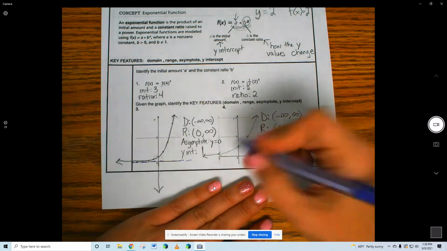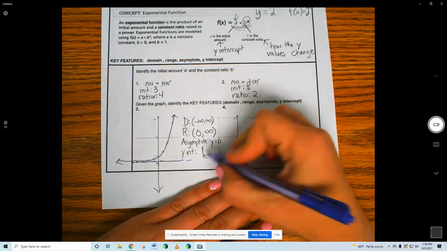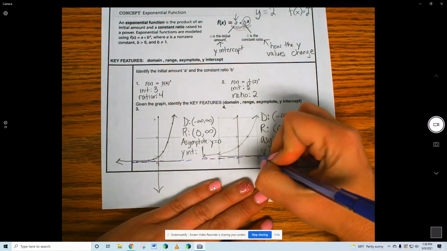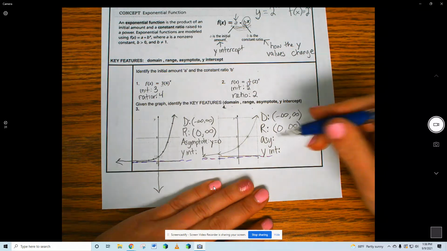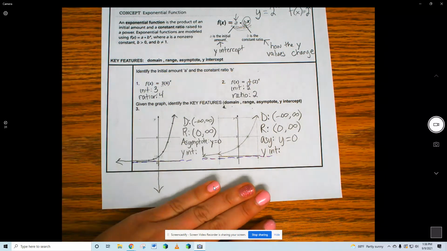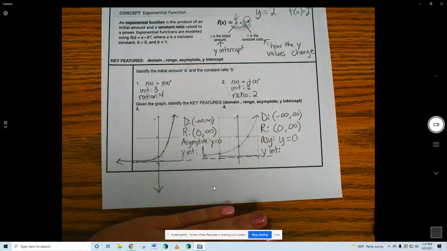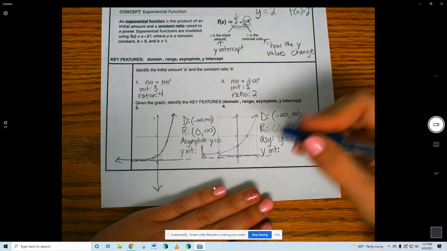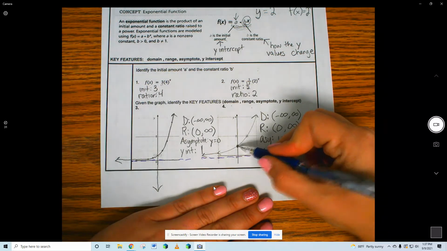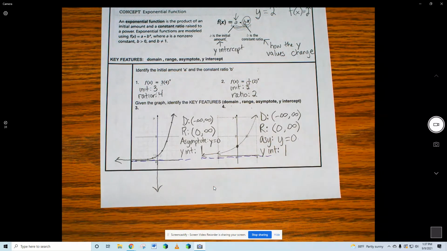Asymptote. What's the line that it approaches but never touches? This y equals 0 is the equation, because on the y-axis, it's at 0. Y-intercept, what's that at? Dot at 1.